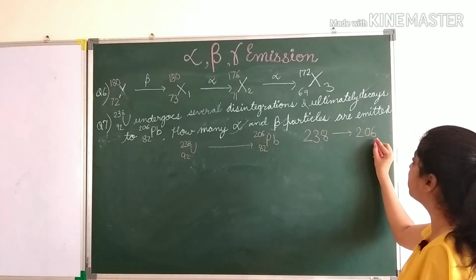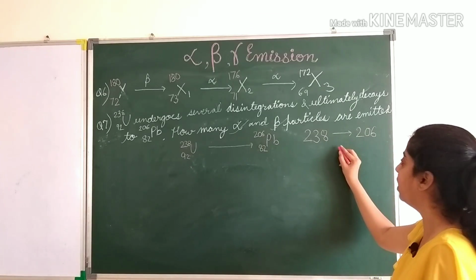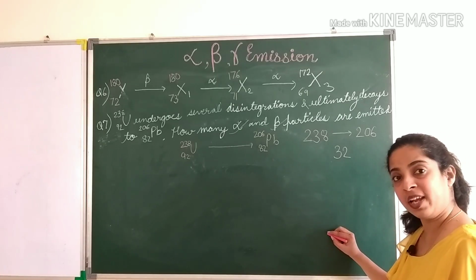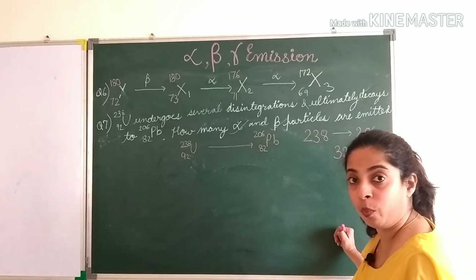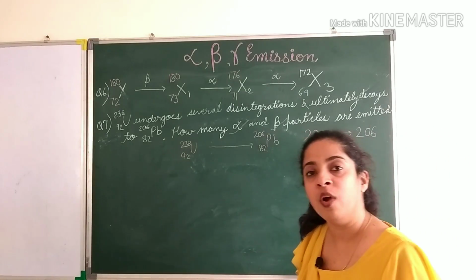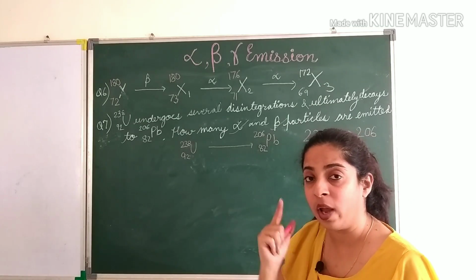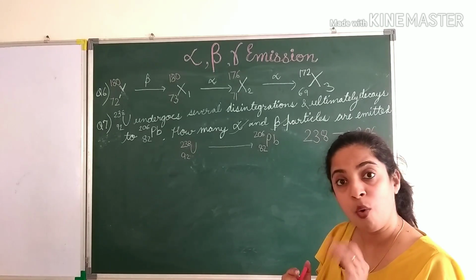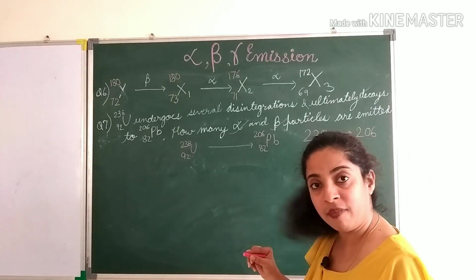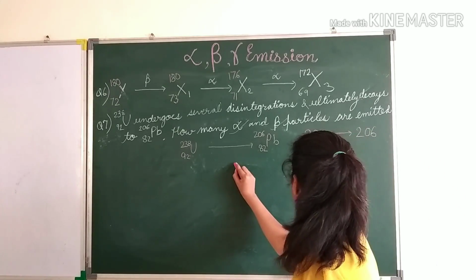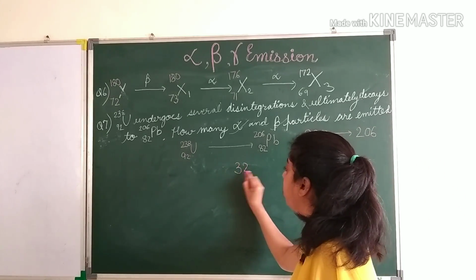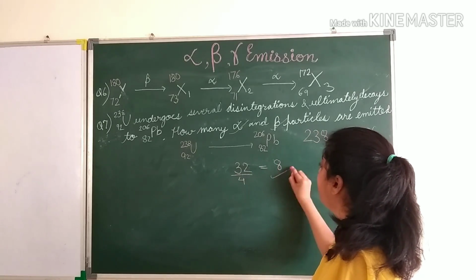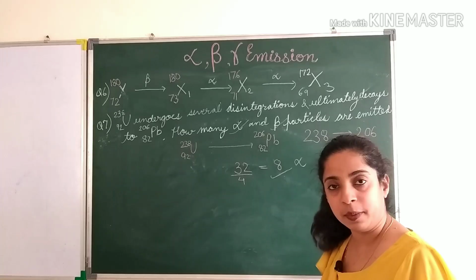तो 238 से 206 हो गए, तो कितना डिक्रीज हुआ है? 32. Mass number has decreased by 32. And since we know that by emitting one alpha particle, mass number is decreased by 4, what will be the number of alpha particles? Number of alpha particles will be 32 upon 4. So it will be 8. So 8 alpha particles would be emitted.